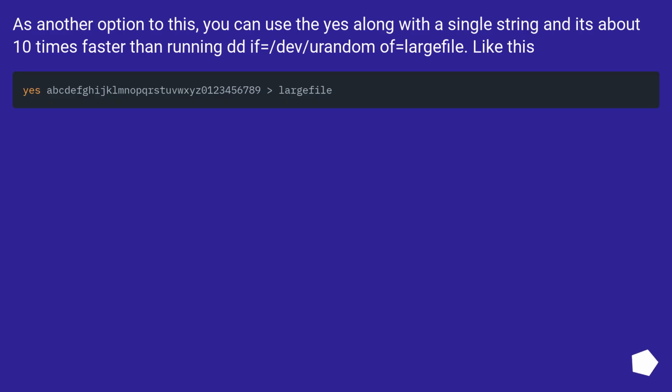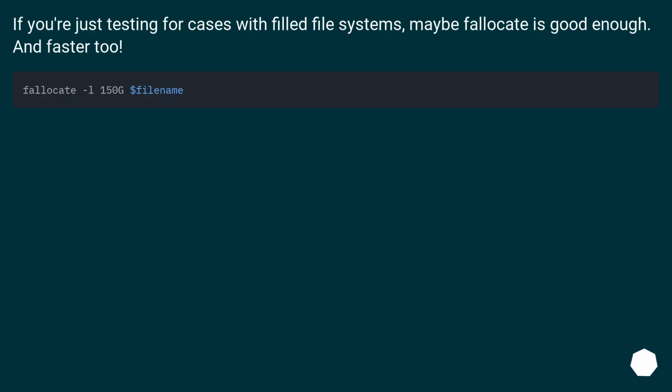As another option to this, you can use yes along with a single string, and it's about 10 times faster than running dd if=/dev/urandom of=largefile. Like this. If you're just testing for cases with filled file systems, maybe fallocate is good enough. And faster too.